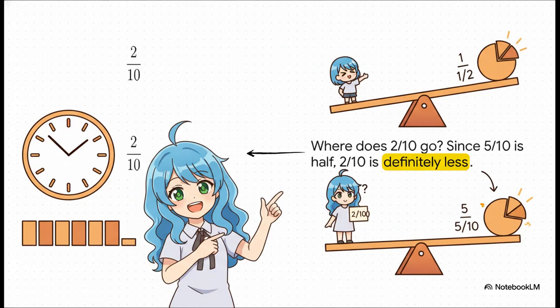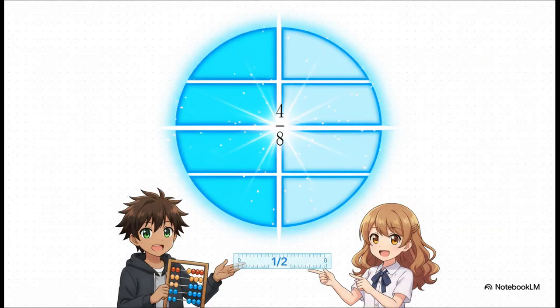Okay, let's ask the question. What's half of 10? That's 5. So 5/10 would be exactly 1/2. We only have 2/10, and 2 is a lot smaller than 5, so this one is clearly less than 1/2. In the first column it goes. Easy.